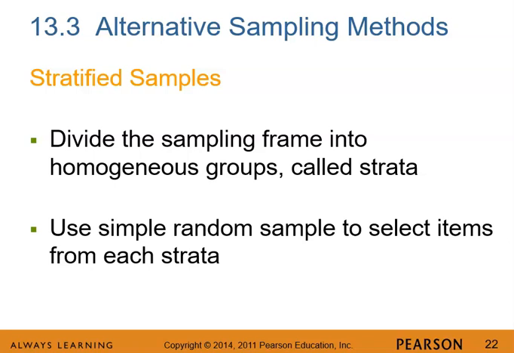So if we want 10 from male and 10 from female students in our sample, then it's wise to separate our population into two groups, male and female, and take by random, using a simple random sample, 10 from the male portion of the population and 10 from the female portion of the population. So use a simple random sample to select items from each stratum. First we divide our population into groups, and then we select from each group.